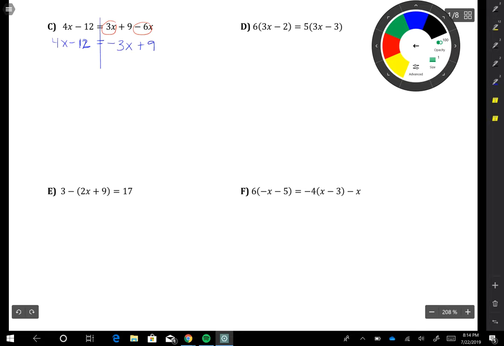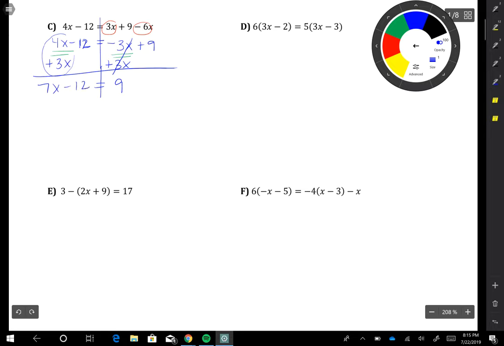Okay, now I actually still have some like terms. They just happen to be on opposite sides of the equal sign. So I'm going to bring those to the same side. So what I'm going to do is add 3x to both sides. So it goes away on the right side, but then now my x terms are on the left side. So the negative 3x and positive 3x cancel, and I just have 9 on the right. And then I combine this 4x plus 3x. That's 7x, and then I have minus 12.